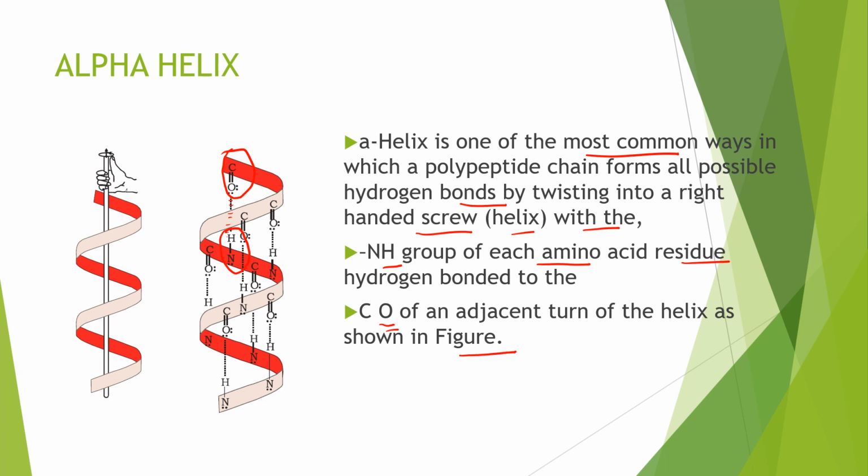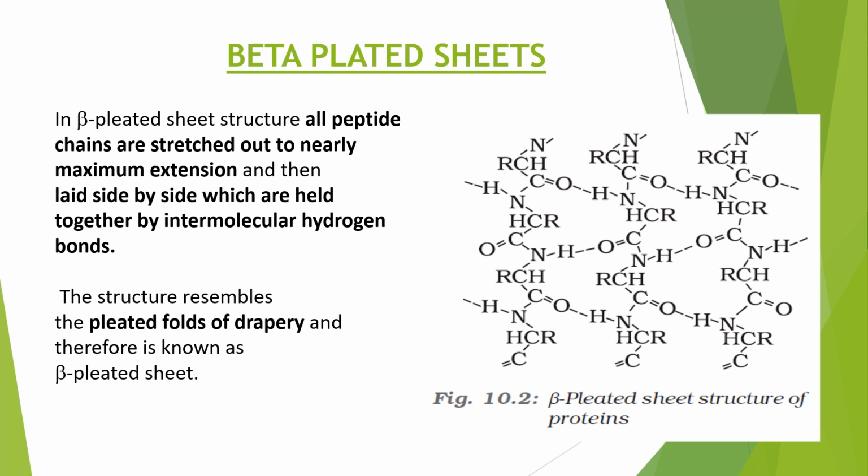Next we will study what are beta pleated sheets. In beta pleated sheet structure, all peptide chains are stretched out to nearly maximum extension and then lie side by side, held together by intermolecular bonds, which are hydrogen bonds. This structure resembles pleated folds of drapery and therefore it is known as beta pleated sheet. So here there are all peptide chains. This is R, CO and this is NH. These groups form hydrogen bonds in between the two sheets. So it forms the pleated folds of drapery. Therefore, it is known as beta pleated sheets. Next, we will study about tertiary structure and quaternary structure of protein.